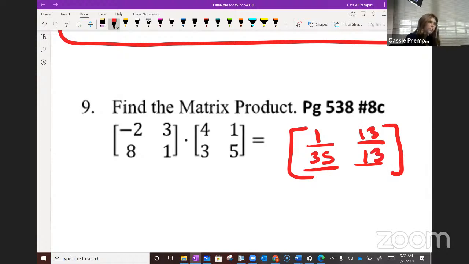Now, I didn't show you guys how to do it by hand, but you should be able to type this in on your calculator and determine the product, which is 1, 13, 35, 15. How do you do it?